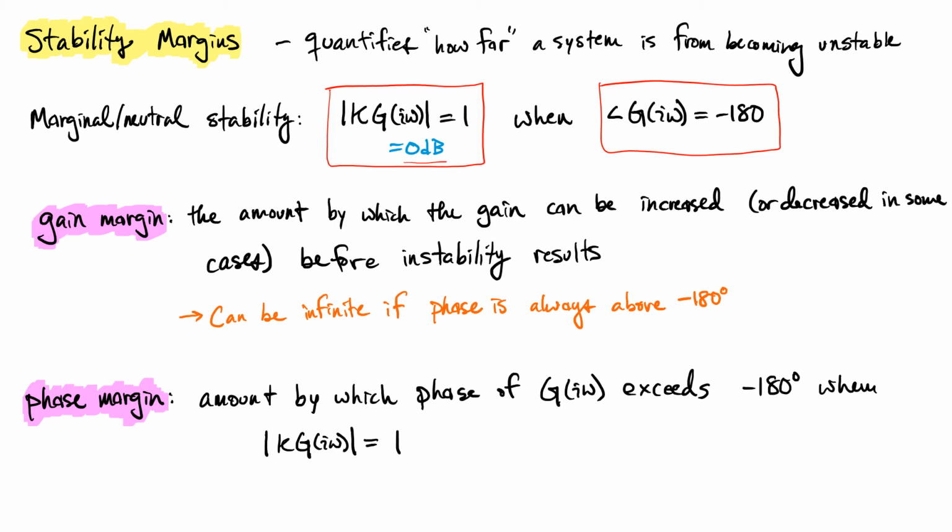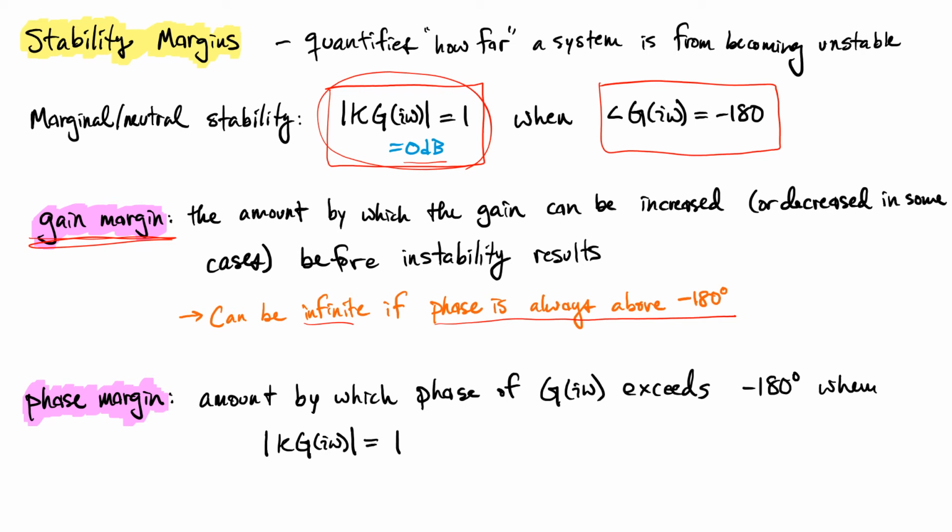So in this case, the gain margin is the amount by which the gain can be increased. So it's how much k can be increased before you reach this marginal stability point. And so I'm going to show you that in a picture on the next slide. It's possible that this is infinite if, for example, the system is always stable, which would be the case where the phase is always above -180.